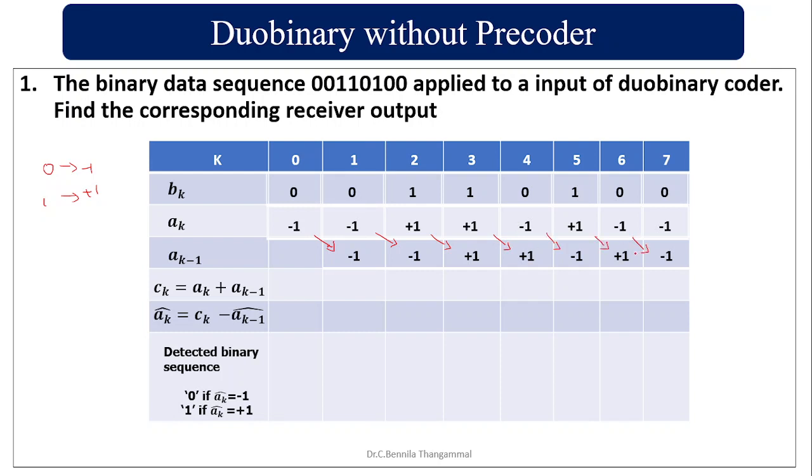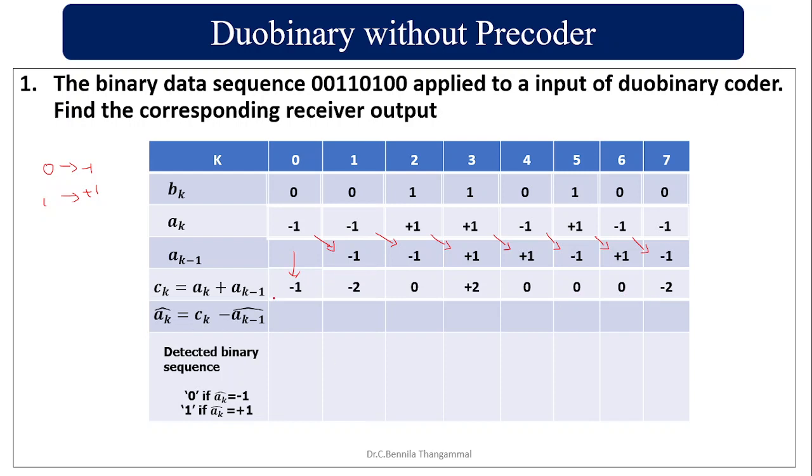With the help of this, we can get CK. The first value is given as such because we don't have any delay element for the first, so CK will be minus 1. Then minus 1 plus minus 1 is minus 2. Minus 1 plus 1 is 0. Again plus 1 plus 1 is plus 2. Minus 1 plus 1 is 0. Plus 1 minus 1 is 0. Minus 1 plus 1 is 0. Minus 1 minus 1 is minus 2.